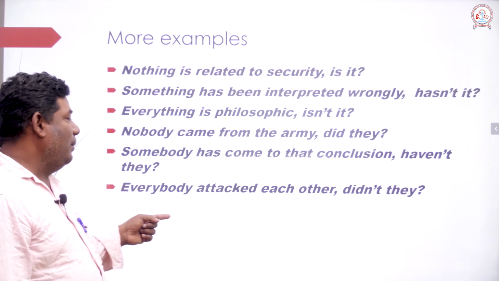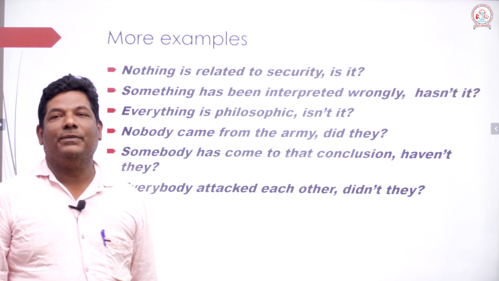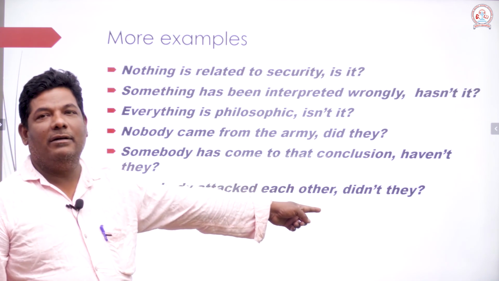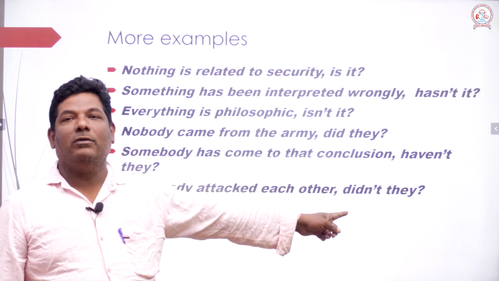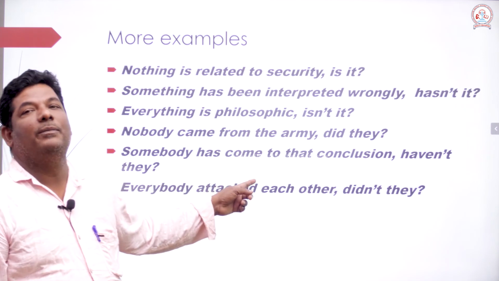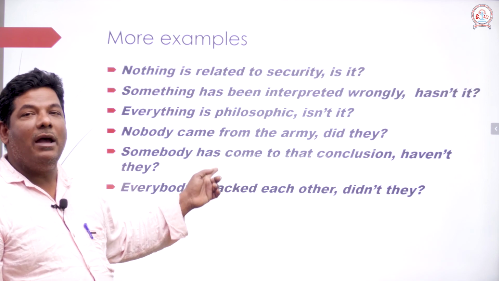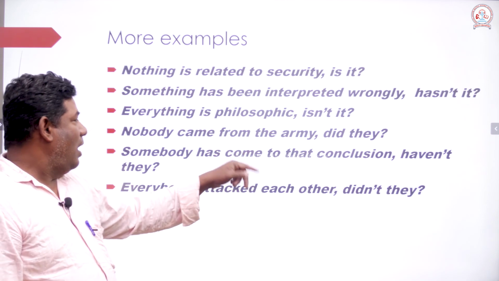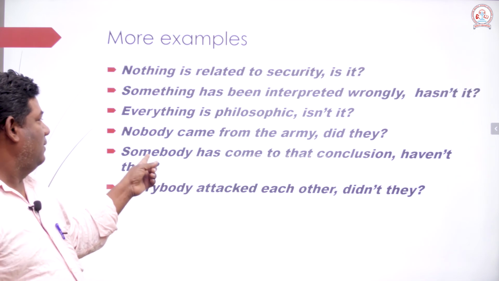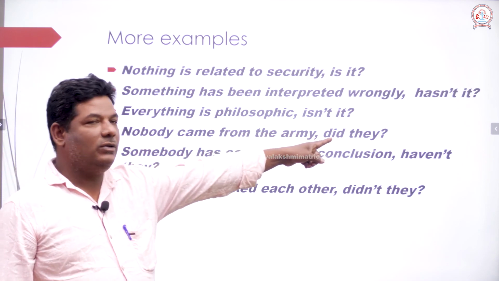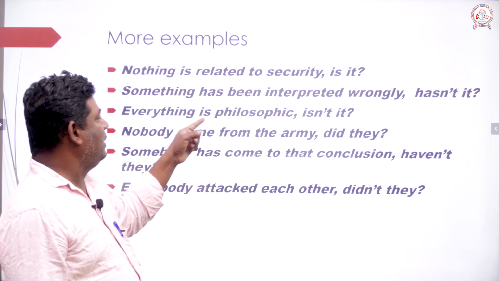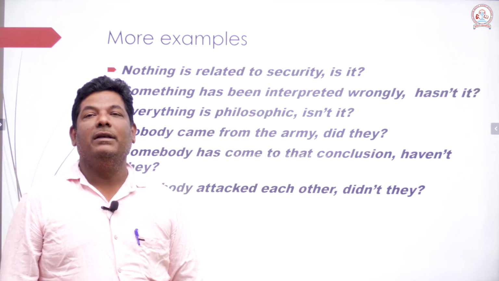That's the given way. Everybody attacked each other. Attacked is the past tense, therefore we are using did. And also this is positive, therefore we are using negative. So, didn't they? Somebody has come to that conclusion. It refers to plural. So, haven't they? So, they is the pronoun you have to use in case of somebody. For nobody also you must use they, did they. So, everything takes it. Everything is philosophic, isn't it?